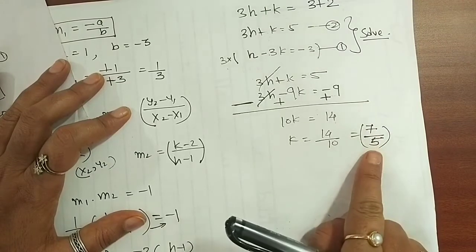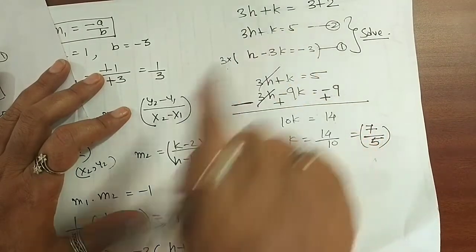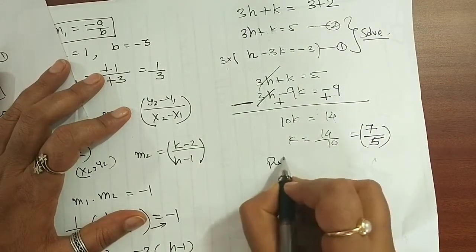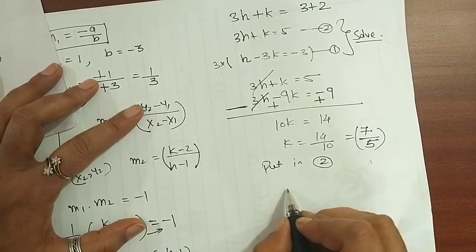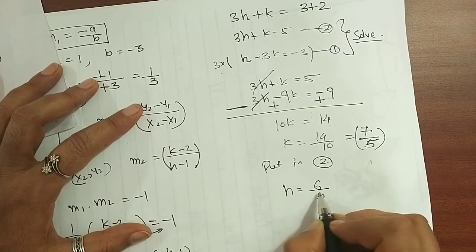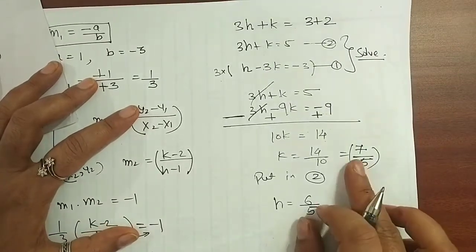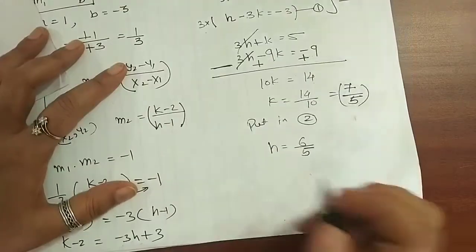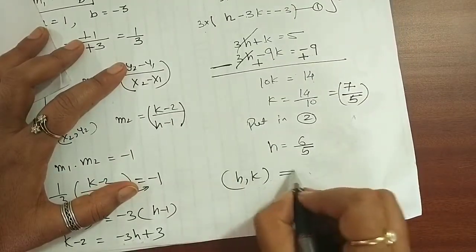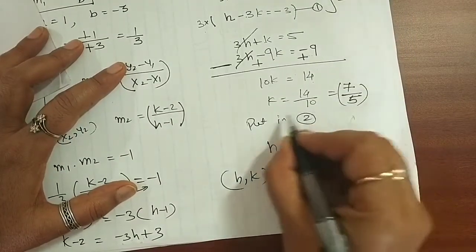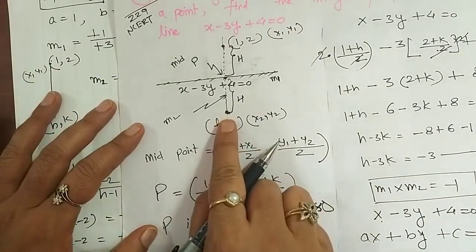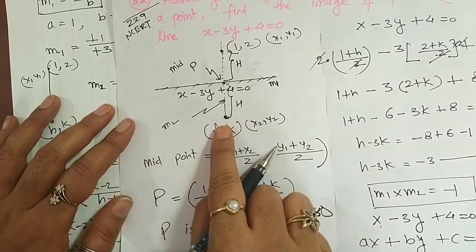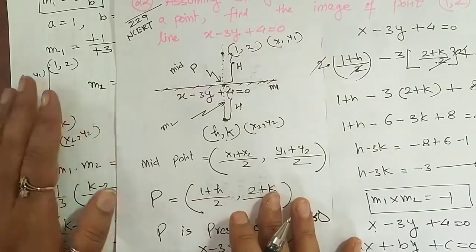If k is 7 by 5, we can put it in any one of the equations, right? So put it in equation 2, and you can do that on your own. h will be 6 by 5. You just put it in this equation and you will get it. So that means my (h, k) point is (6 by 5, 7 by 5). So this is nothing but the image that we were looking for. I hope this question has cleared many concepts.